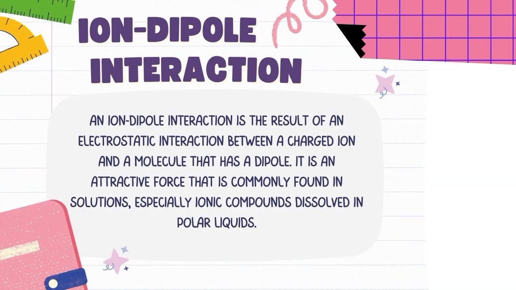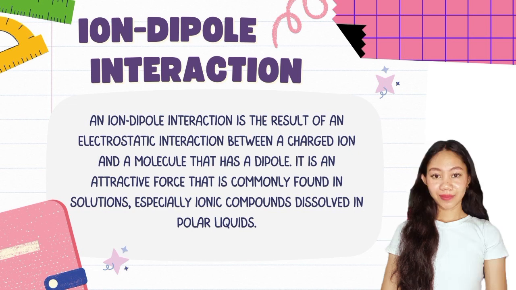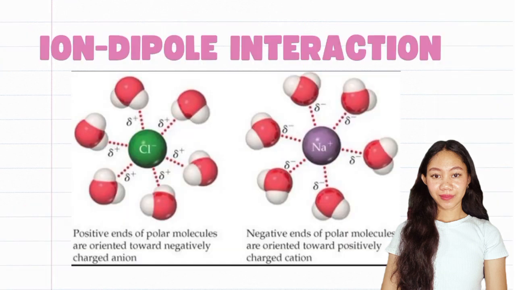Second is the ion-dipole interaction. Ion-dipole interaction is the result of an electrostatic interaction between a charged ion and a molecule that has a dipole. It is an attractive force that is commonly found in a solution, especially ionic compounds dissolved in polar liquids. Meaning, ito yung mga interaction attractive force between ionic molecules and polar molecules which is dipole, apolar, or covalent bond. This is the example of ion-dipole interaction.